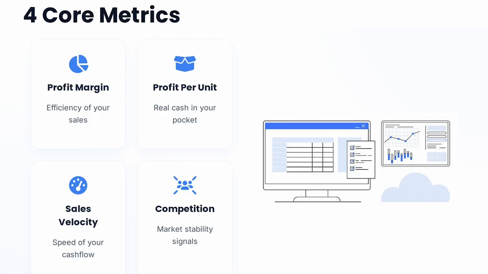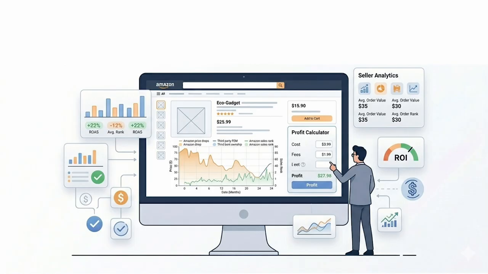So when I analyze a product, there are four main things that I look at. First, profit margin, obviously, profit per unit, two, sales velocity, and the competition. And I'm not just looking for them one by one. I'm looking at how they all work together in conjunction. So let's jump into my screen and I'll show you exactly how I analyze products step by step.